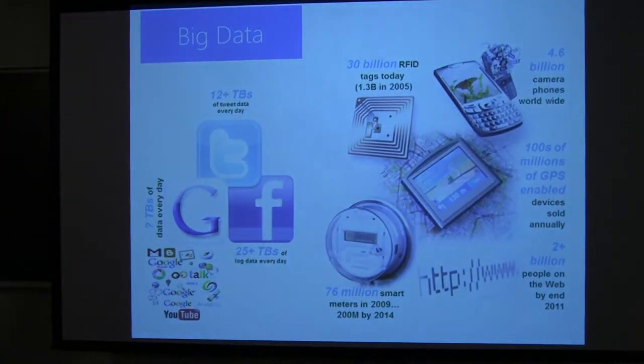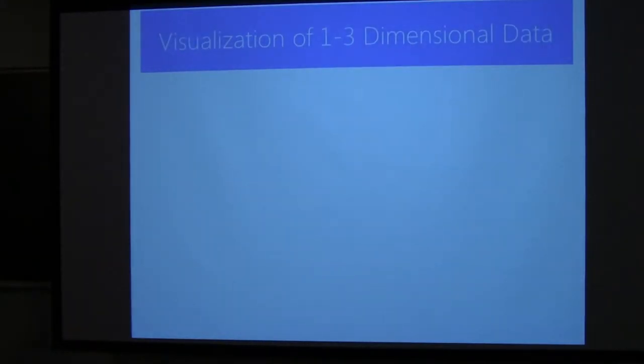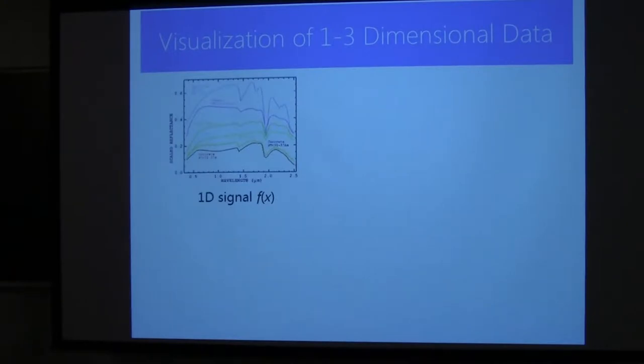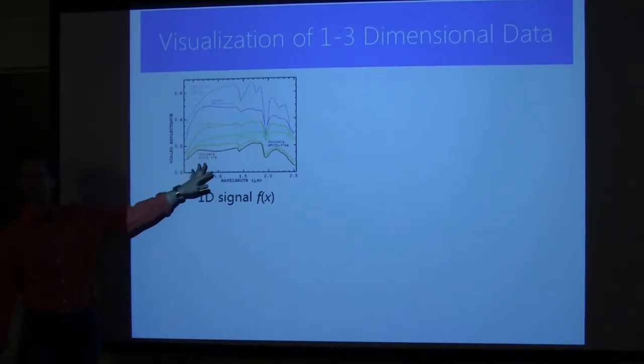So here, this word big data, probably everyone is very familiar with. Facebook, RFID, Internet of Things, all kinds of things produce massive amounts of data. Also atmospheric sciences, of course, are not an exception. And what people usually think about when they think of visualization is pie charts and bar charts and things like this, or line graphs. If you have a 1D signal, you can just plot the data, X and Y. It's very simple.